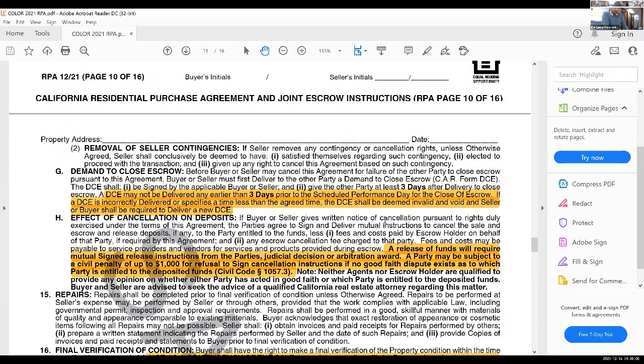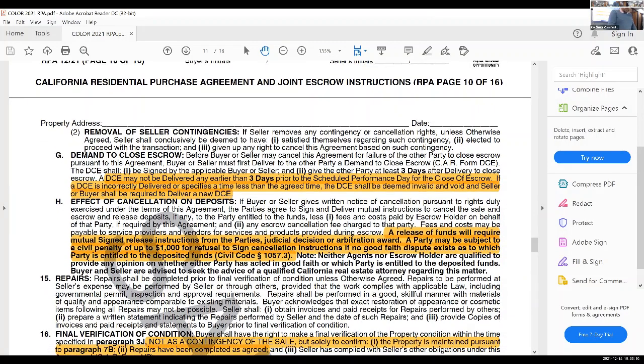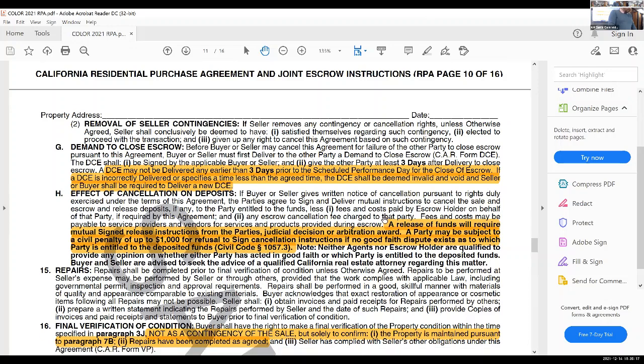All right, removal of seller contingencies. The only real seller contingency there is, sometimes there's a contingency for the seller to find the replacement property. So if that's the case, then yeah, you work with that contingency.